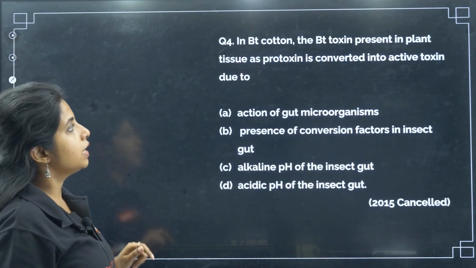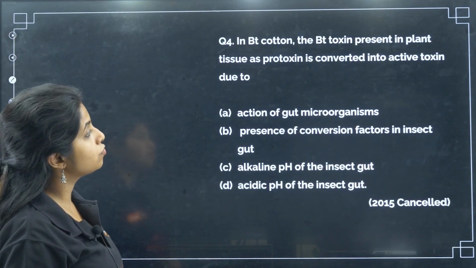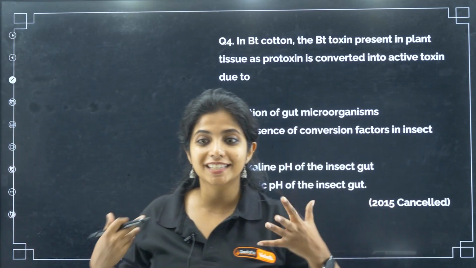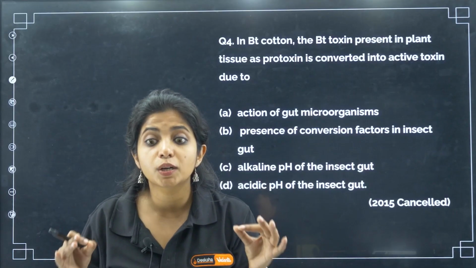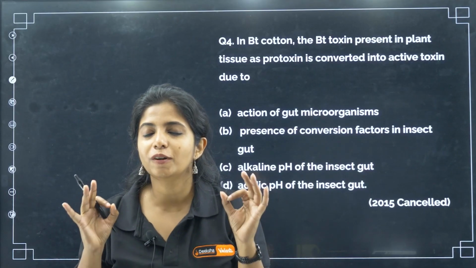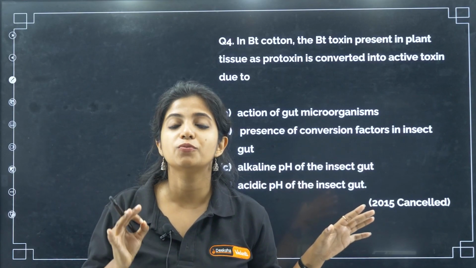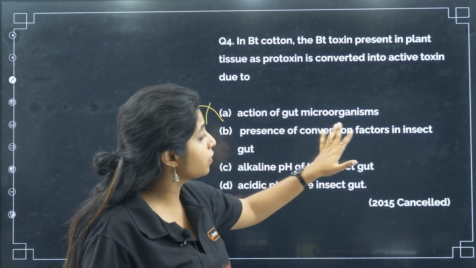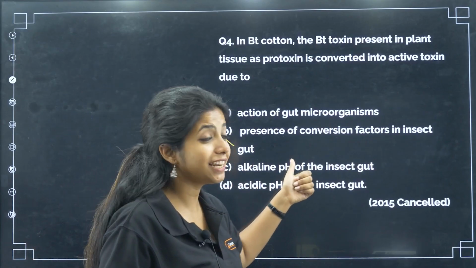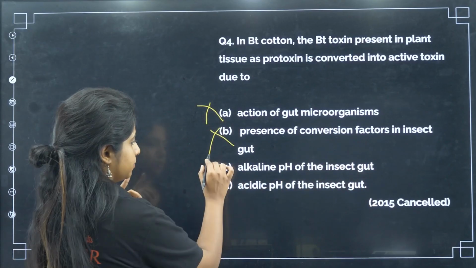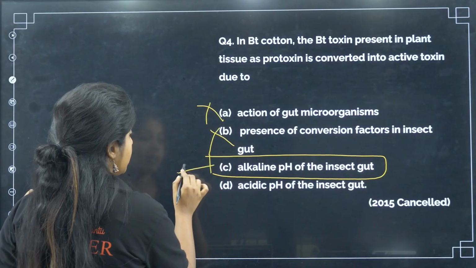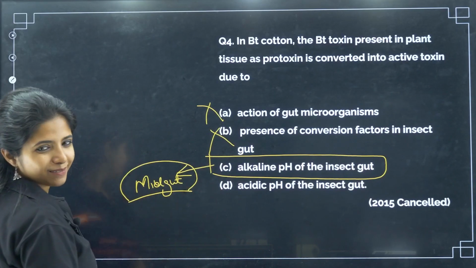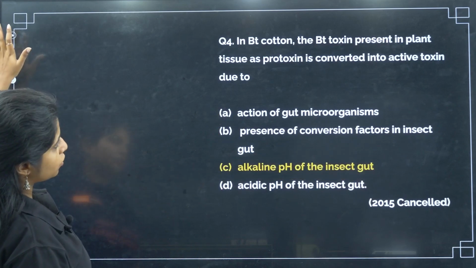Now fourth, in Bt cotton, the Bt toxin present in the plant tissue as protoxin is converted into active toxin due to... I told you, I was the insect, it went to my midgut. In my midgut, what was the pH that brought the whole change? It was alkaline pH, my dear children. So action of gut microorganisms is wrong, presence of conversion factors in the insect gut is wrong, alkaline pH of the insect gut is correct. Acidic pH, no. And please remember, it's the midgut region. I hope you do. This becomes your answer.